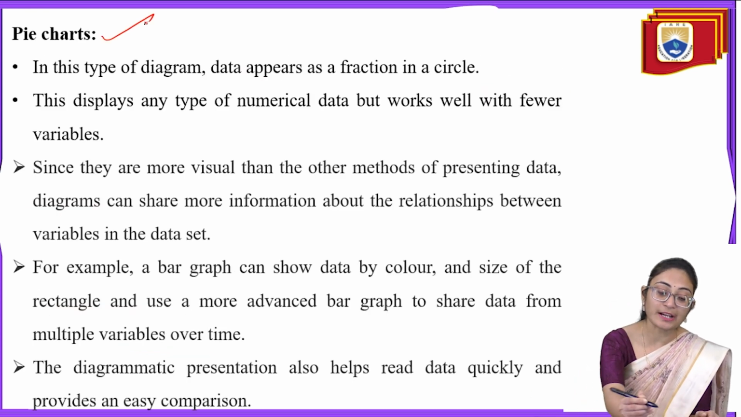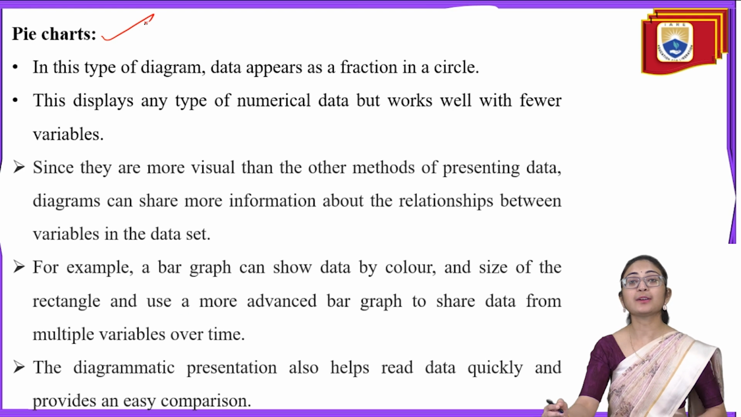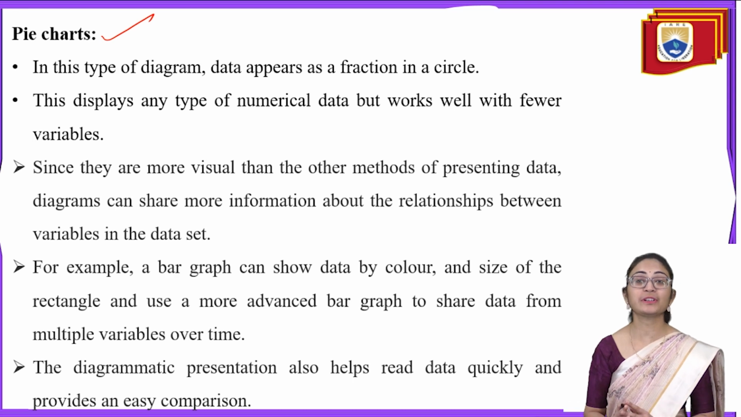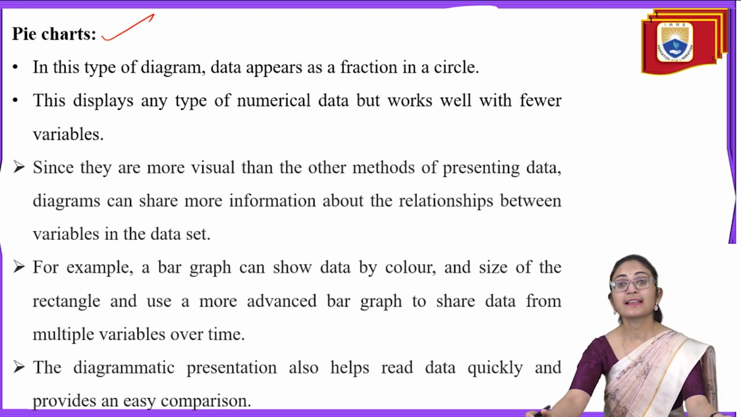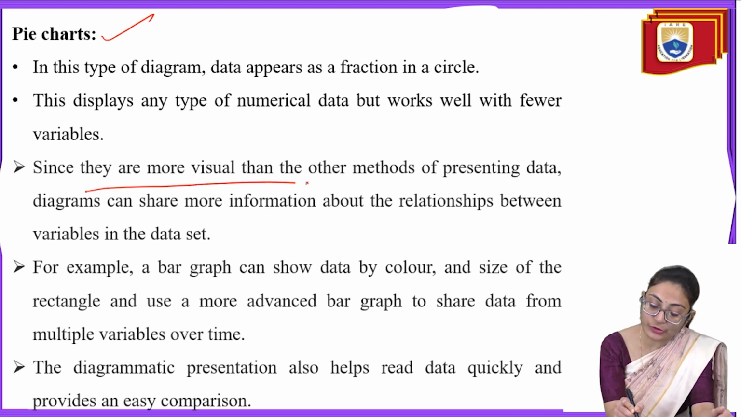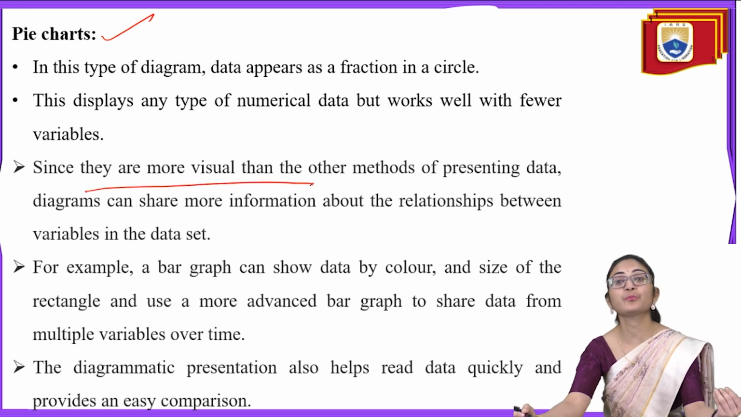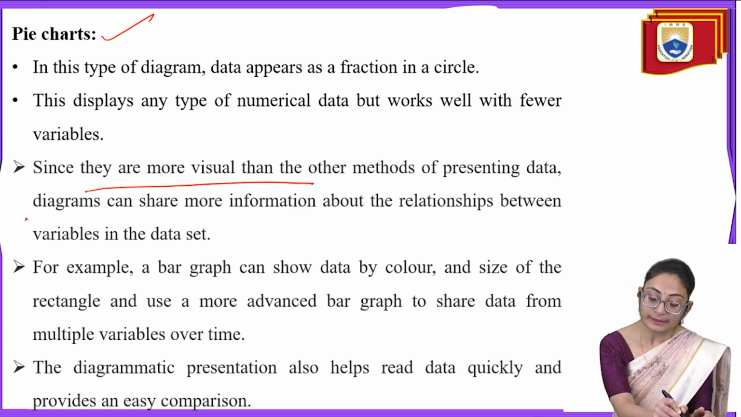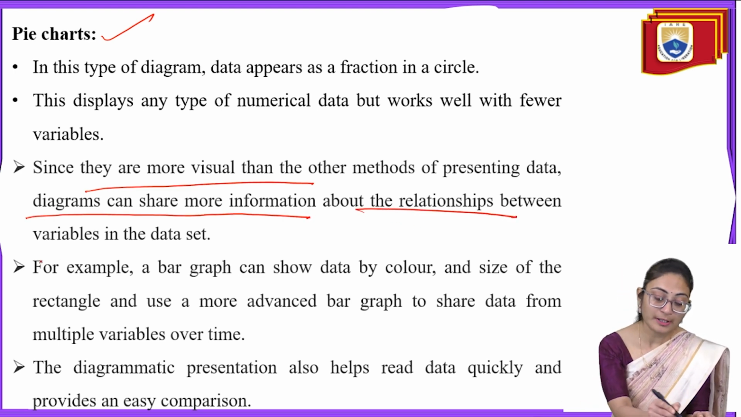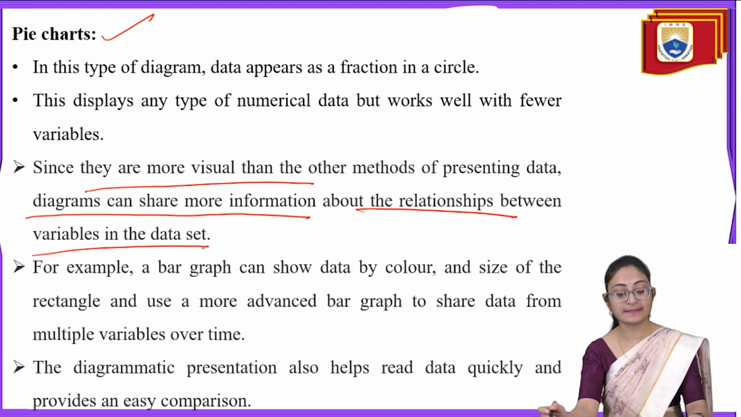Then the next one is the pie chart. In this type of diagram, data appears as fractions in a circle. This displays any type of numerical data but works well with fewer variables. Since they are more visual than the other methods of presenting the data, diagrams can share more information about the relationships between variables in the dataset.